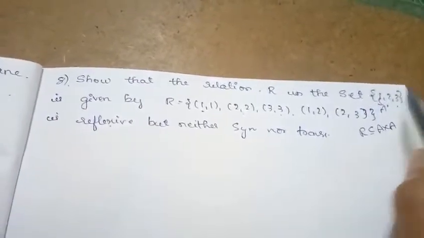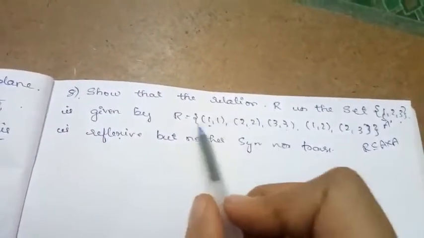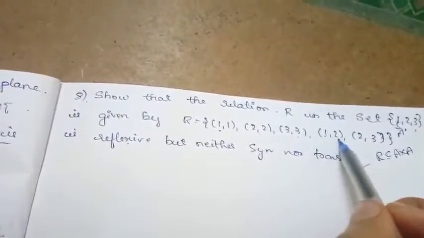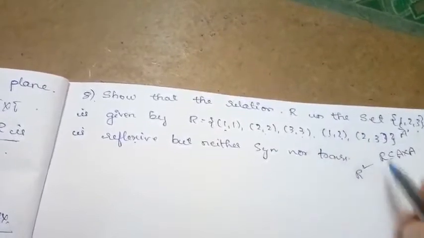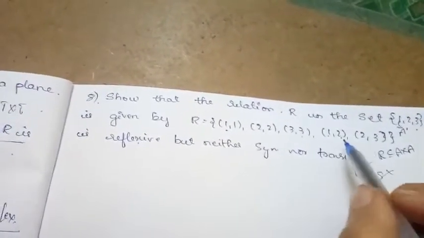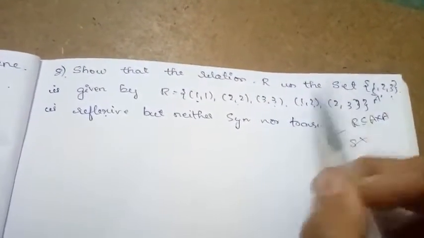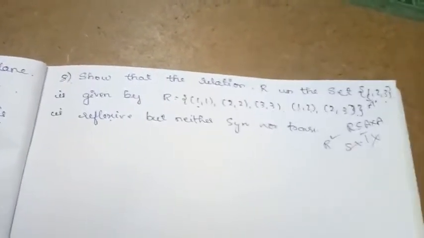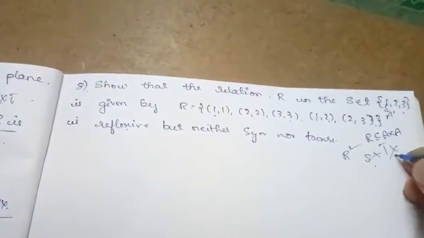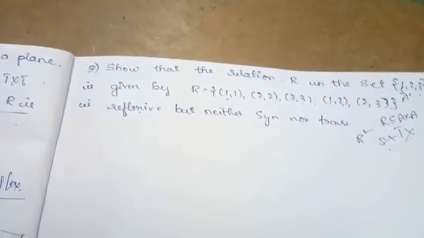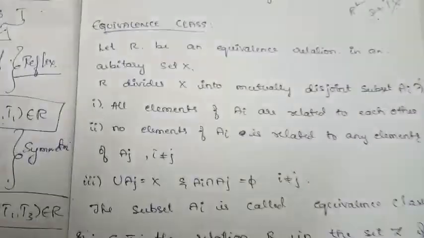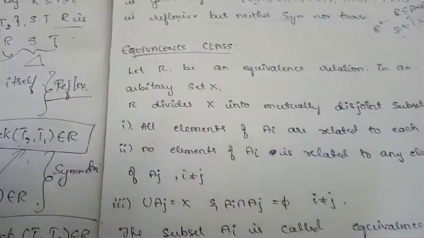Clearly there are 3 elements in the set, so we have the pairs of all the 3 elements with themselves. So it is a reflexive relation. You can see (1,2) in the relation but there is no (2,1), so it is not symmetric. Similarly, you can see (1,2) and (2,3) in the relation but there is no (1,3), so it is not transitive. So it is reflexive but not symmetric and not transitive. This is what we needed to show, and we have shown it. That's all.